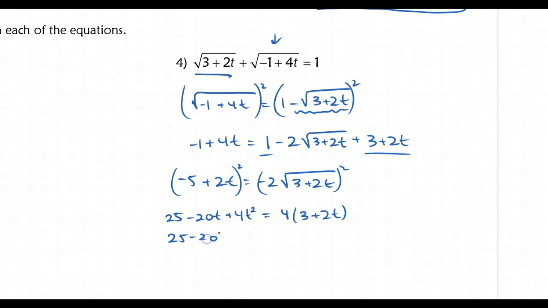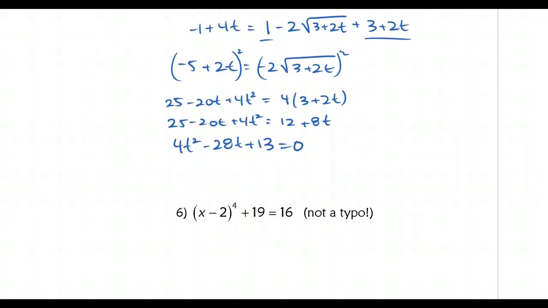Okay, so I'm going to distribute the right hand side here. And I'm going to now move these terms over to the left. So I have 4t squared minus 28t plus 13. And if I can factor this, I'm going to go ahead and try to factor this. Let's see, negative 52, 14. I don't think it's factorable, so I'm just going to try to put this right into the quadratic formula.